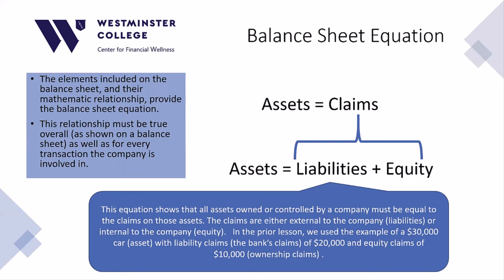If you remember in the prior lesson, we did the example where there was a car that was an asset and the owner had liability claims against it from the bank of 20 and equity claims of their own because he gave his own cash of 10.